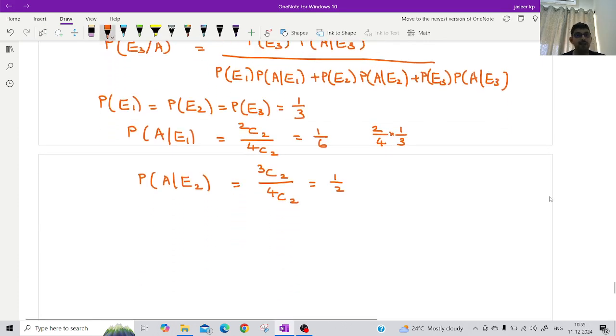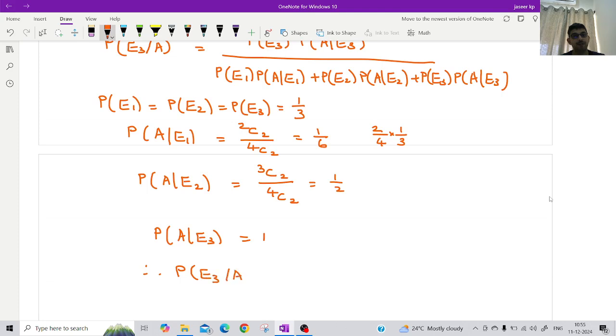Then P of A given E3. That means all are white, the probability of getting white ball will be 1. Now if you substitute all the values in the formula, E3 given A, the answer will come as 3 by 5. So the answer is here 3 by 5 for this particular problem.